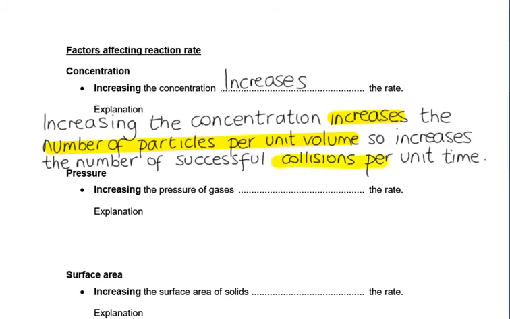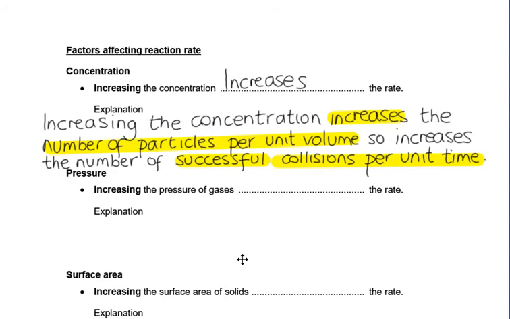More particles per unit volume, so more collisions per unit time, and it's the successful ones that affect the rate. So more particles per unit volume, more collisions per unit time. And at A-level, those per unit things are quite important, so try to add that to your GCSE answer.